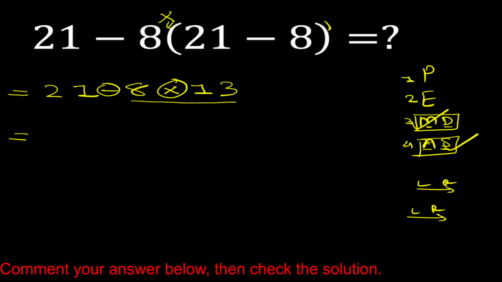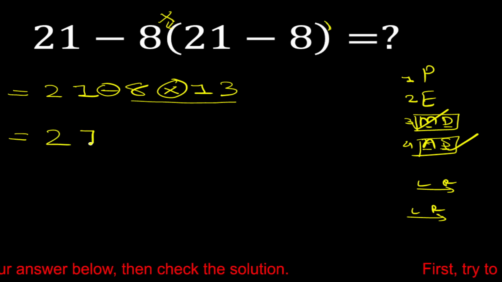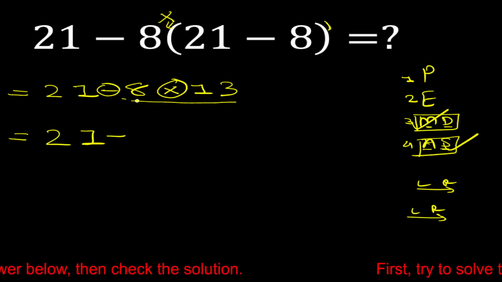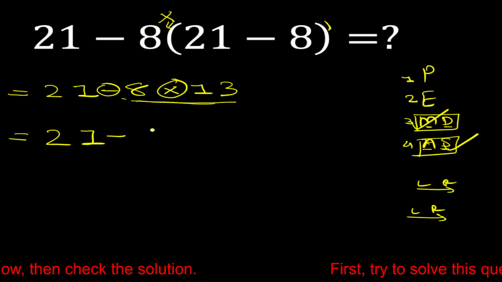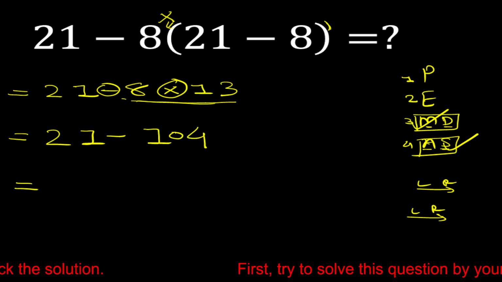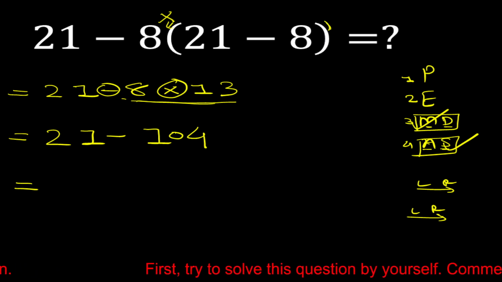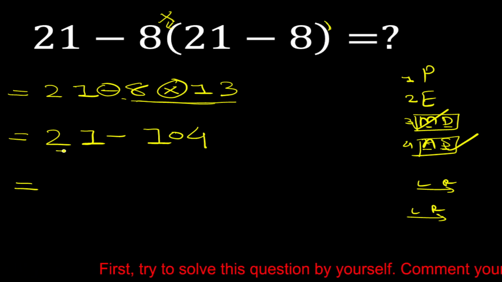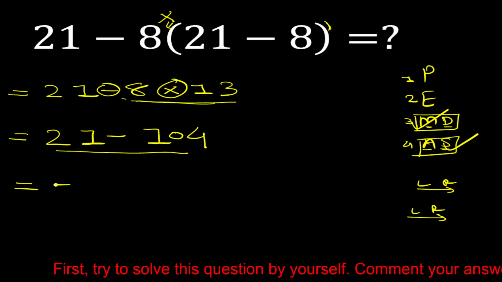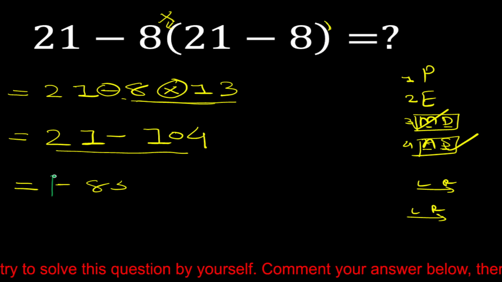Okay, so 13 multiply 8. So now 21 minus 8 multiply 13 is equal to 104. Okay, so now 21 minus 104 is equal to minus 83. Okay, so the correct answer is minus 83.